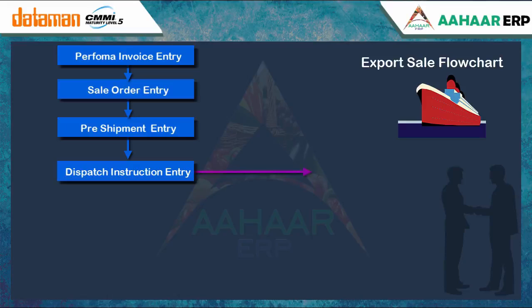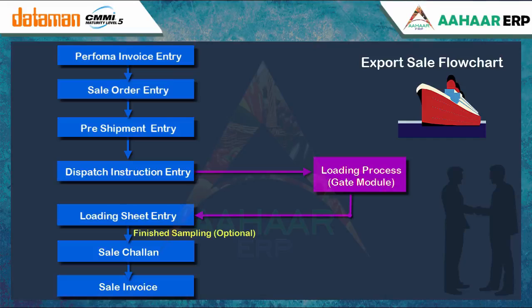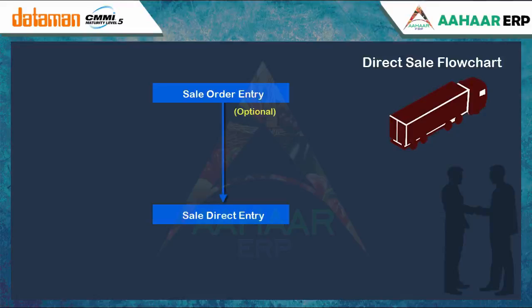After that we need to follow loading process using gate entry. Then we do loading sheet entry, for loading material. We create sale challan, this is sent along with the shipped goods. Then we create sale invoice entry. Direct sale flowchart. If you want to prepare bill directly without any reference of sale challan, you can do it using sale direct entry. Here sale order entry is optional.